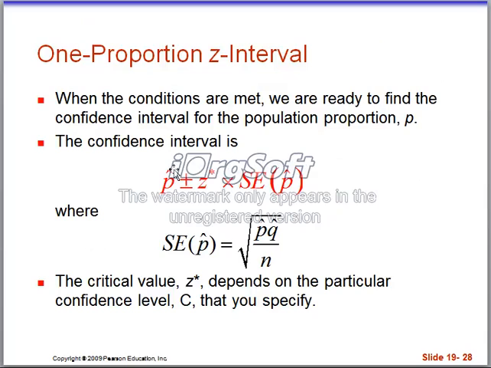To do that, you'll click Stat, scroll over to the right and click Tests, and click 1-PropZInt. One prop z interval. It'll be down a little bit on the screen. It'll ask you for x and n and the confidence level. X is the number of successes, n is the number of trials, and the confidence level is just 0.95 if you want to make a 95% confidence interval.